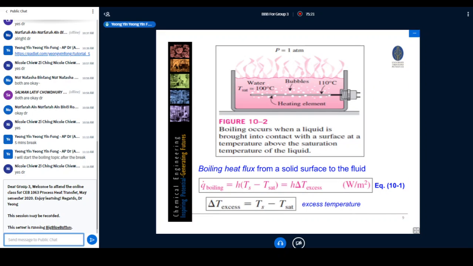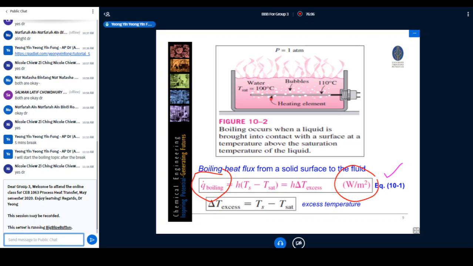When boiling happens, you have the heating element over here. Like a kettle, you have some stainless steel coil, isn't it? Or any other material making up the coil that provides the heating to the water or any fluid. So this equation is very important to calculate the heat flux. I changed the color of my pen. So q boiling is a flux. That's why it has the watt per meter square unit. It is the boiling heat flux from a solid surface to the liquid.